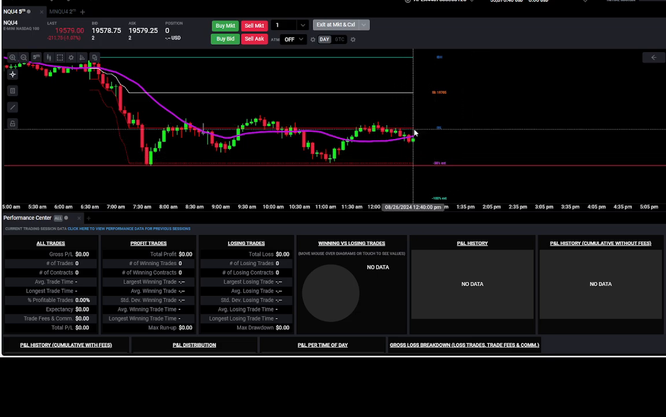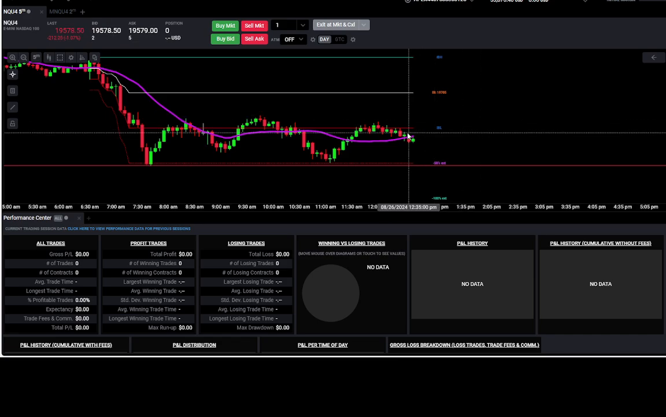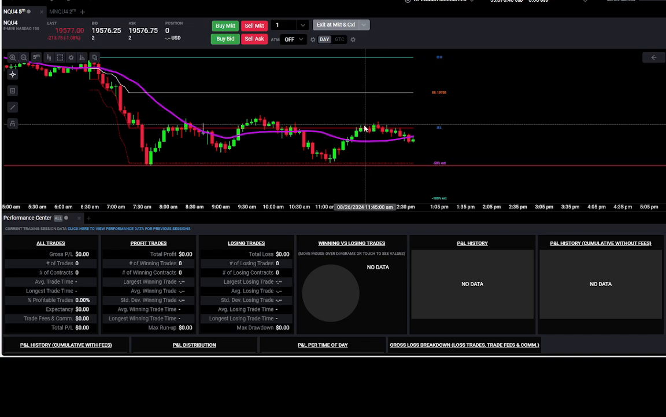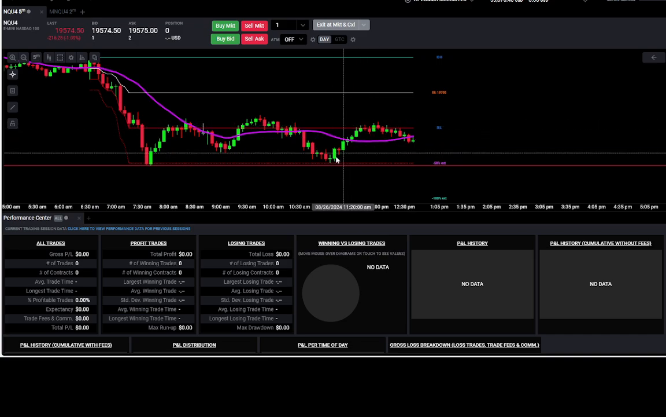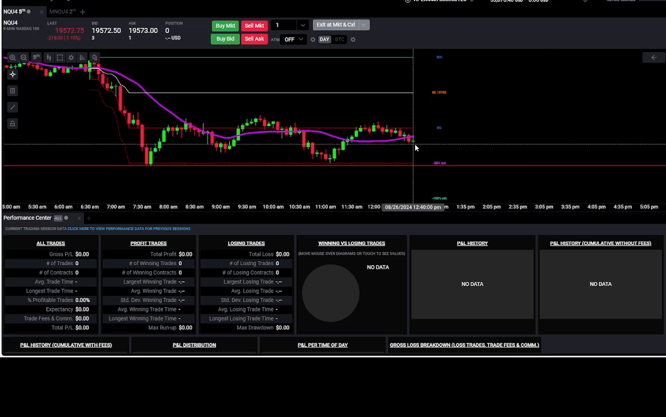Now, a couple of things that are going to go into some confluence: we've come up and touched the initial balance low. Initial balance is just the first hour range of trading. We've tested that low price and we got rejected. Once we got rejected off the dead cat bounce, we've pulled back a little bit here. So hopefully this can confirm.